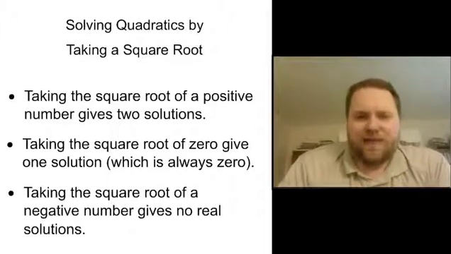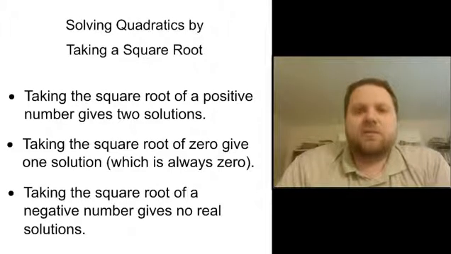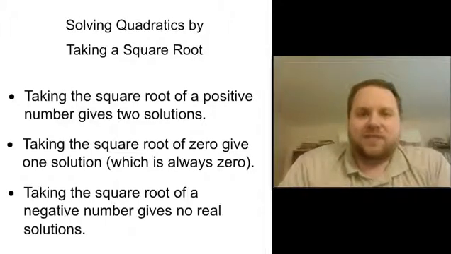So to back up and sum all this up, if you're taking the square root of a positive number, you're going to get two solutions. If you take the square root of 0, you're going to get one solution, which will be 0. And if you take the square root of a negative number, you're not going to get any real solutions.